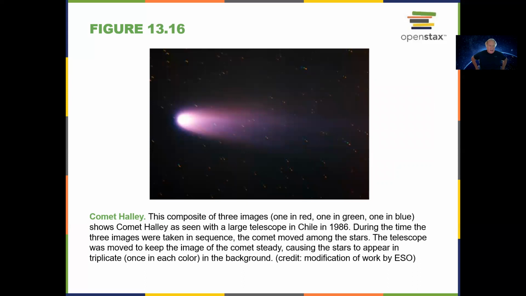This is Comet Halley, and this composite of 3 images, one in red, one in green, and one in blue, shows Halley as seen with a large telescope in Chile in 1986. During the time, the 3 images were taken in sequence. The comet moved among the stars, and the telescope was moved to keep the image steady with the comet. So as the comet moves, we have to keep the telescope moving with the comet. So what you see is, as these 3 pictures were taken, it causes the stars to appear in triplicate, one in each color.